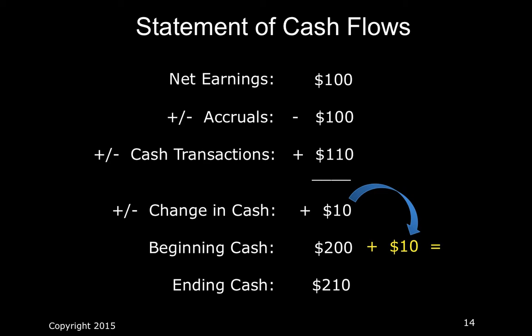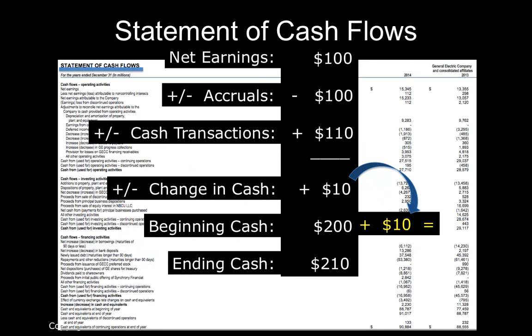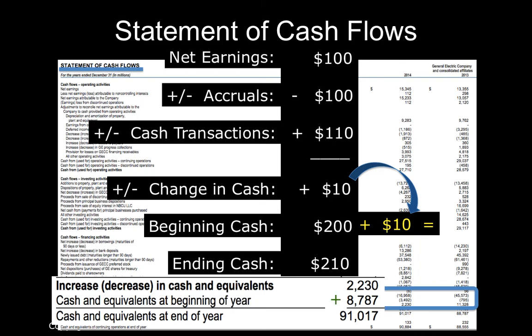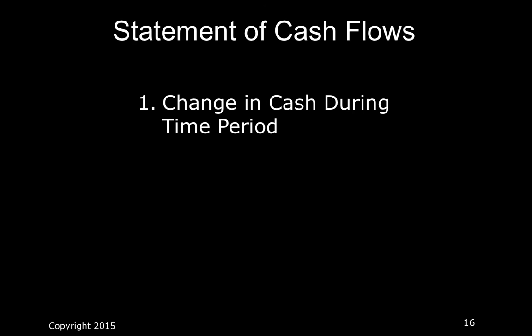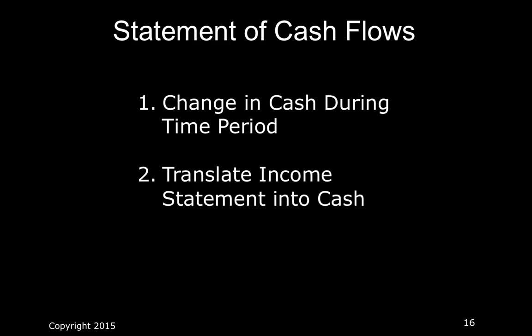Returning one last time to GE's statement of cash flows, here is its change in cash, which is the difference between its beginning and ending cash positions. This concludes our introduction to the statement of cash flows. The statement of cash flows is intended to show us the change in the business's cash position during the time period measured. We also have addressed the most difficult aspect of the statement of cash flows, and that is that it reflects the translation of an accrual-based income statement into cash.